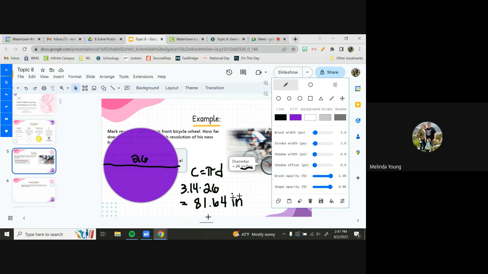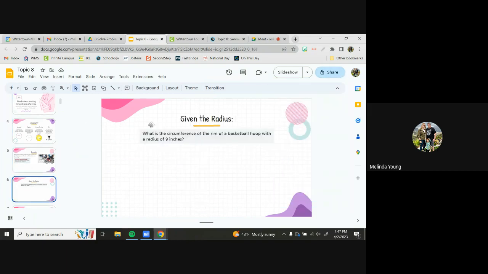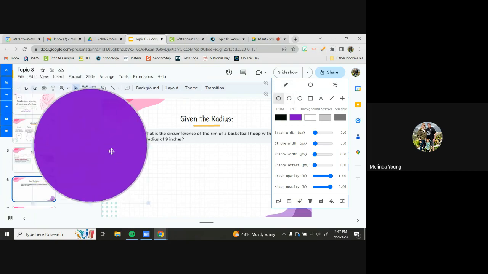Okay. All right. So again, a lot of times they're just going to give you the diameter, or they might give you the radius, which is something we're going to practice in the next problem. Okay. All right. So next example, let's say they give you the radius instead of the diameter. So what is the circumference of the rim of a basketball hoop with a radius of 9? Okay. So again, I'm going to take my circle here.